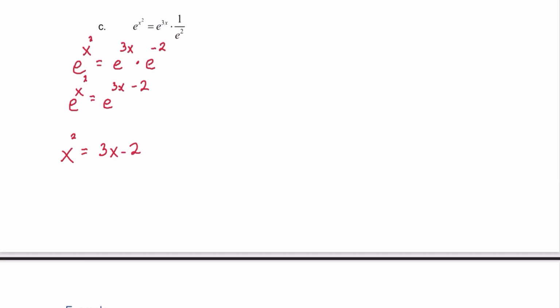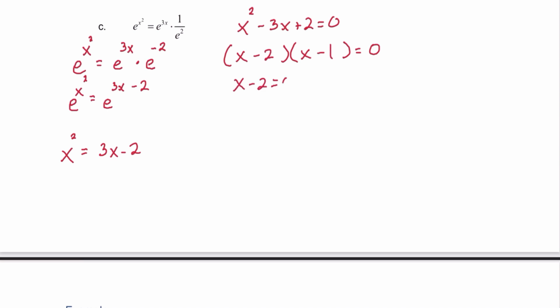We're left with a quadratic, so we can set that quadratic equal to 0 by subtracting 3x and adding 2. And now we'll factor. Two numbers that multiply to 2 and add to negative 3 are negative 2 and negative 1. Set each of those factors equal to 0 and solve. We get x equals 2 and x equals 1.